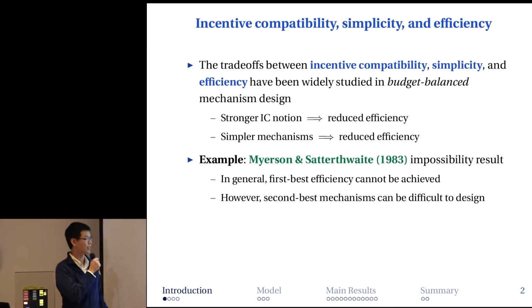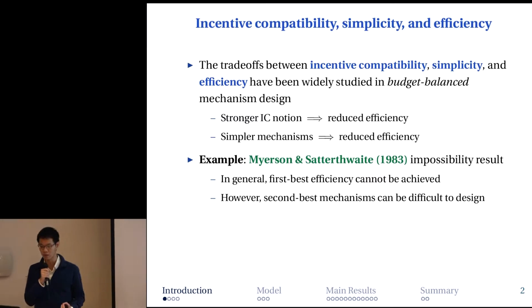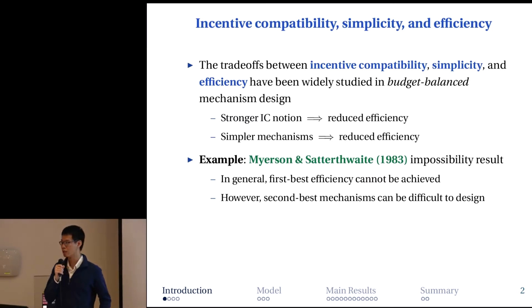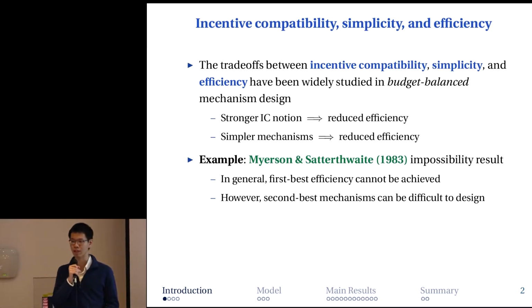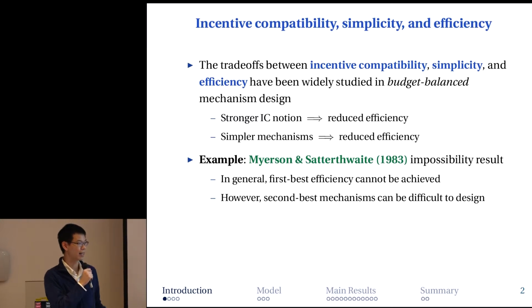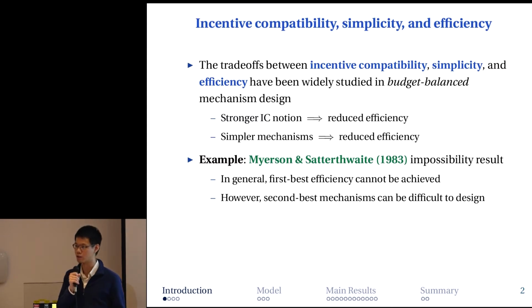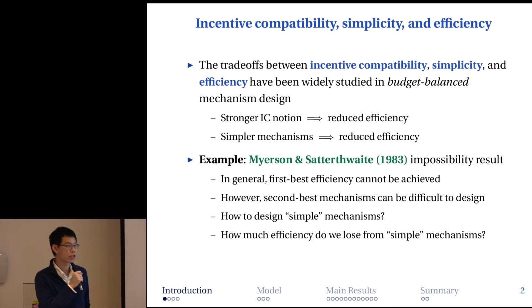So one example that takes this to the extreme is the work by Morrison and Satterthwaite, who showed the impossibility result that first best efficiency in the bilateral trade problem is in general impossible to achieve even under the weak notion of Bayesian incentive compatibility. One thing that Morrison and Satterthwaite also show is that the second best mechanism can be difficult to design in this particular example. And by that I mean that the mechanism designer is required to have detailed distribution knowledge about the agent's types. So two questions arise from this.